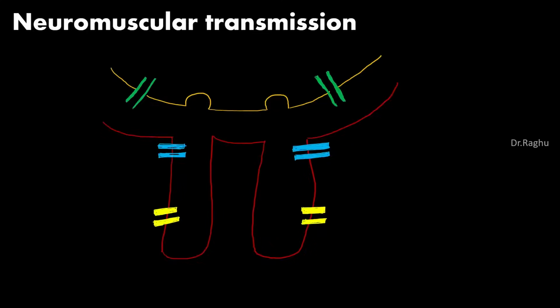Next, let's understand the mechanism of neuromuscular transmission. What is the basic concept behind neuromuscular transmission? Whenever an impulse arrives in the form of an action potential in the presynaptic membrane, and here the presynaptic membrane is the motor neuron, this impulse from the motor neuron has to get transmitted to the postsynaptic membrane, which is the skeletal muscle, and that is going to cause contraction of the skeletal muscle.